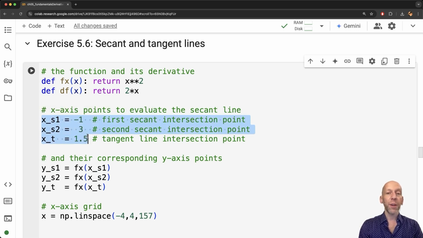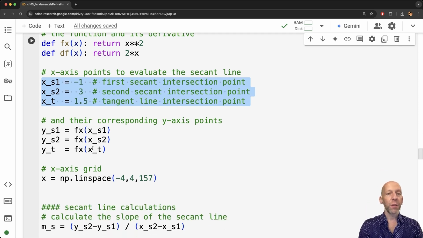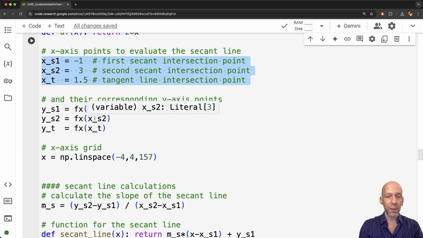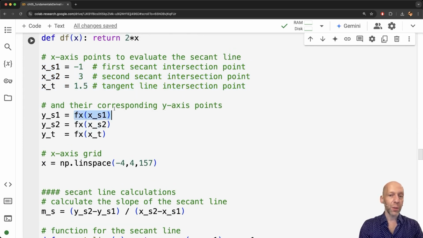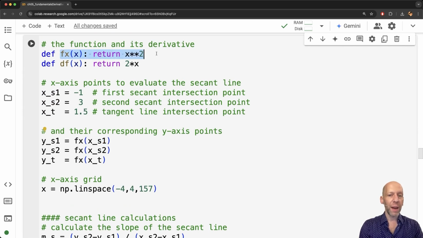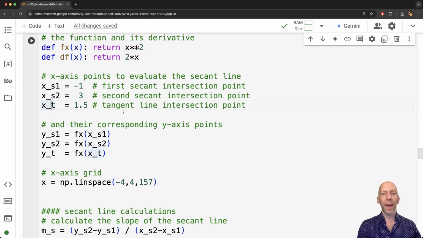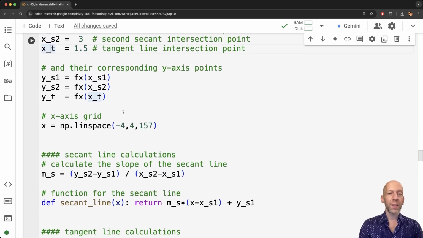Now, these are not the function values. These are the x-axis values. To find the corresponding function values, we need to call this function here, f of x, using these x-axis points that I've defined here. Okay, so now we have the x and y coordinates of all the points.